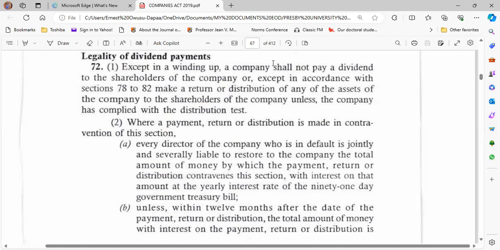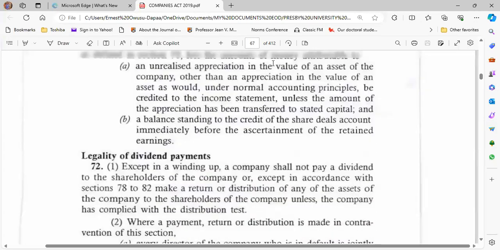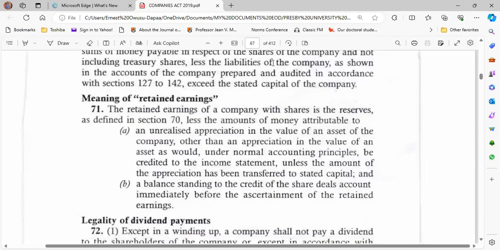And the distribution test, according to the first schedule of Act 992, simply means that the company has the ability to pay its debts and liabilities. And two, the payment of dividends going to be made, the amount going to be paid, should be less than the retained earnings of the company. So let's keep that in mind. And don't forget that we've already discussed the retained earnings under section 71 at our last meeting.